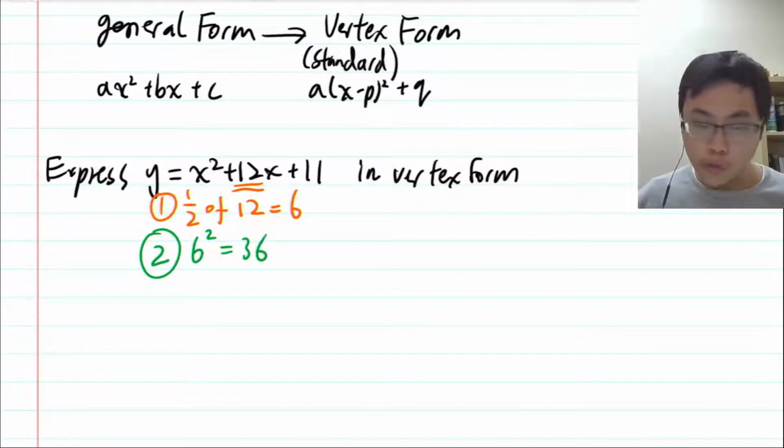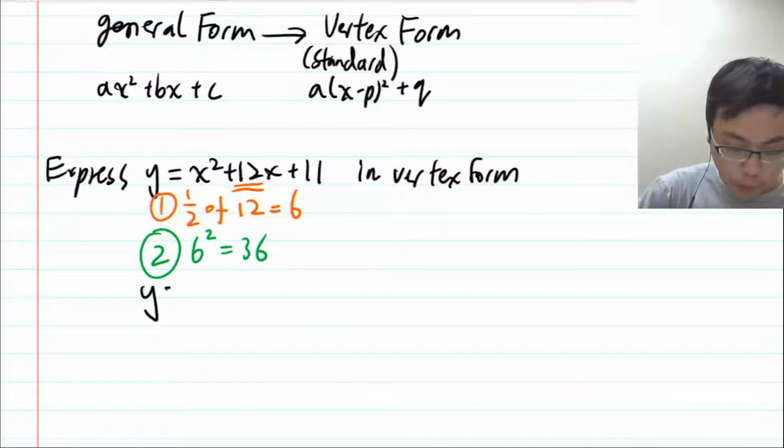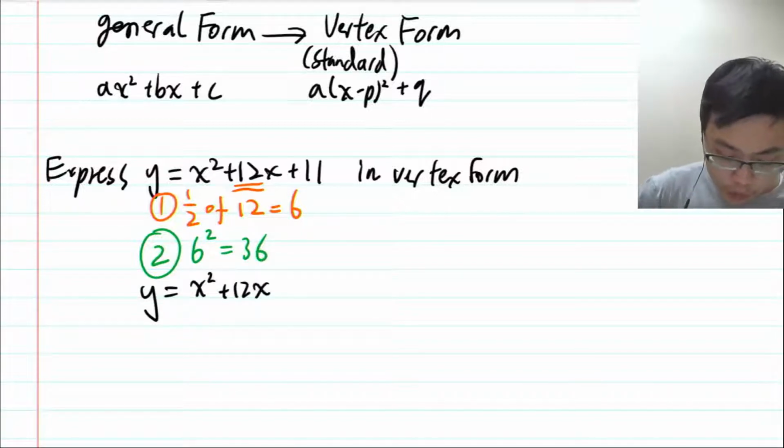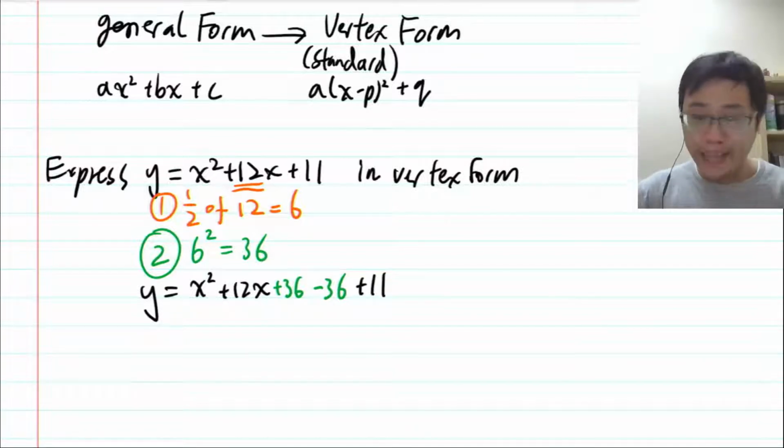And so what we're going to do is add 36 and subtract 36 so that they cancel each other out. Okay, it balances. So y equals x squared plus 12x, and I'm going to add 36 and subtract 36. So I've done nothing to the equation. I haven't changed it at all.